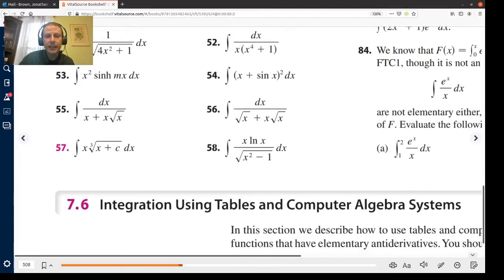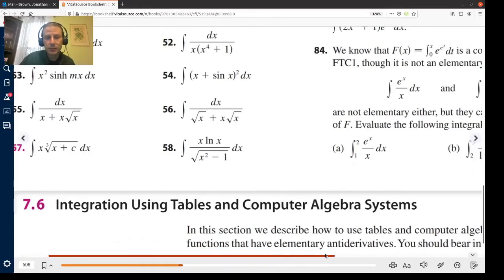For 58, this one again looks pretty hard. However, it doesn't hurt to be clever. I'm thinking integration by parts because we can let u be natural log of x, which is always great in integration by parts. But then dv would have to be x over the square root of x squared minus 1, but that can actually be done using a substitution. So that would be the first thing I try on 58.